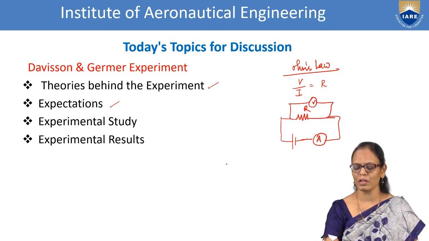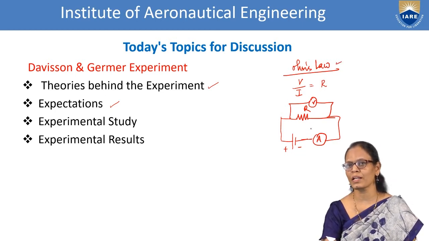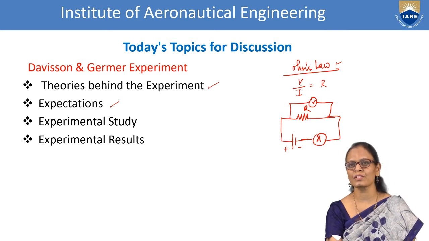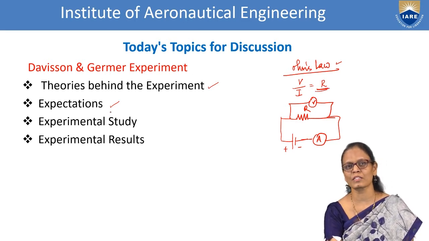Now you keep on varying the current and measure the voltage across the resistance. So for varying V, you have different values of current, and you already know Ohm's law. So whenever you are doing the experiment, what is your expectation here is the ratio of V upon I. Whatever variations you do in voltage and current, the ratio always has to be a constant. So that is what I'm talking about, the expectation here.